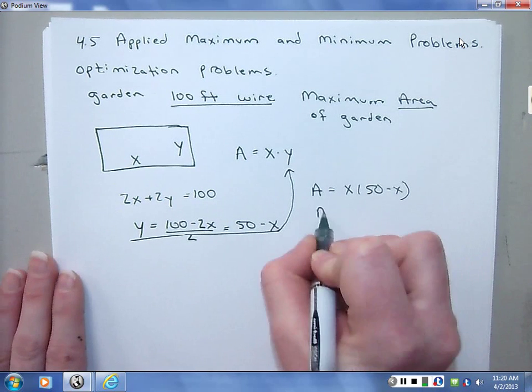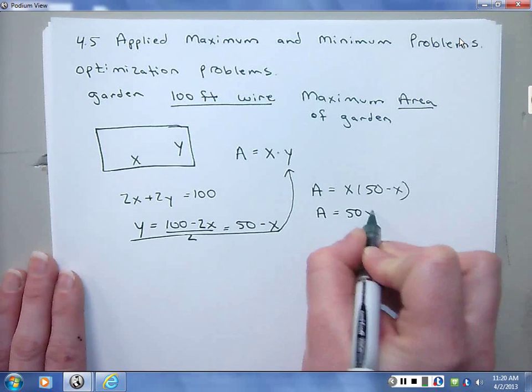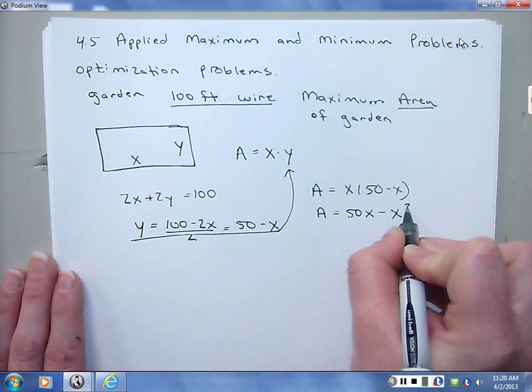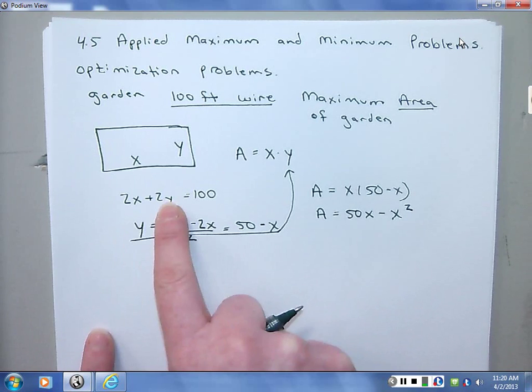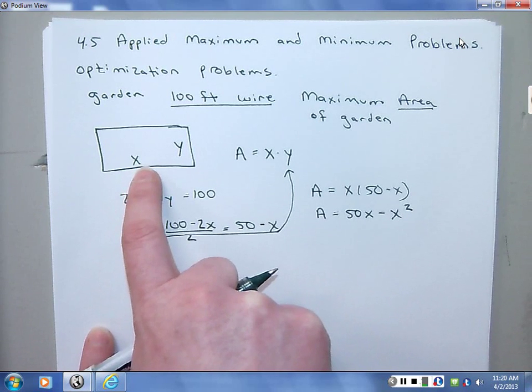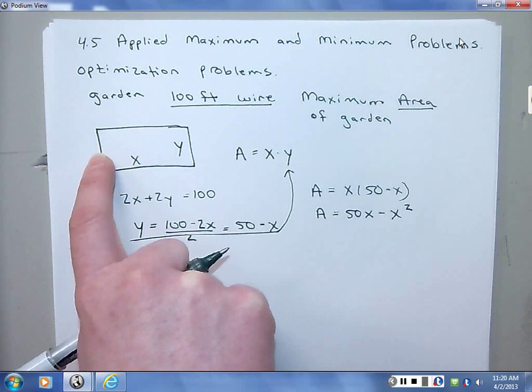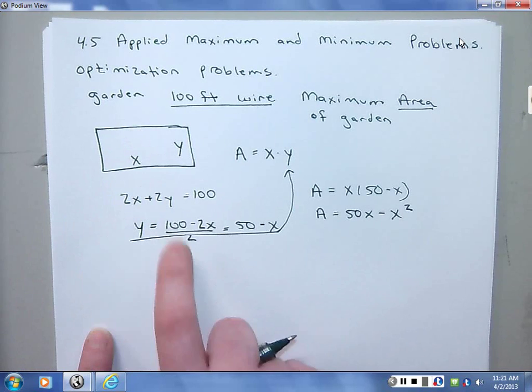So I'm going to write this as A equals 50x minus x squared. So if we thought, you get 2x plus 2y. How did I get 2x plus 2y? Because the formula for perimeter would be x plus y plus x plus y. So that's 2x plus 2y.